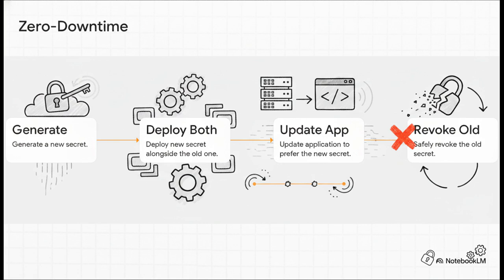First, you generate a new secret. Second, deploy it alongside the old one so they both work. Third, update your app to prefer the new secret and wait for all the instances to catch up. And fourth, safely revoke the old one. Keep in mind, both your app and your secrets manager have to support this flow.